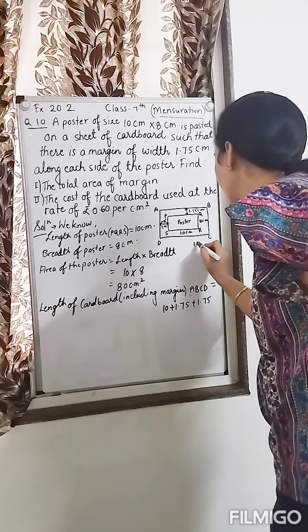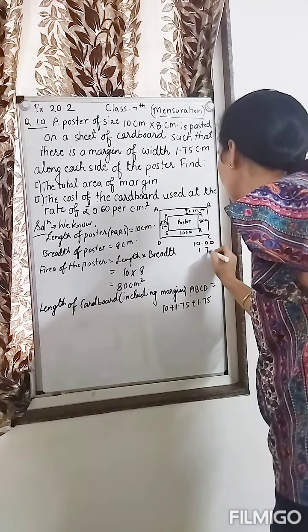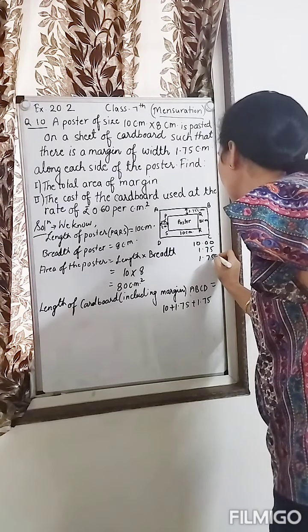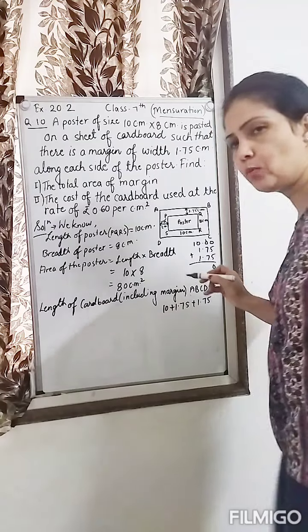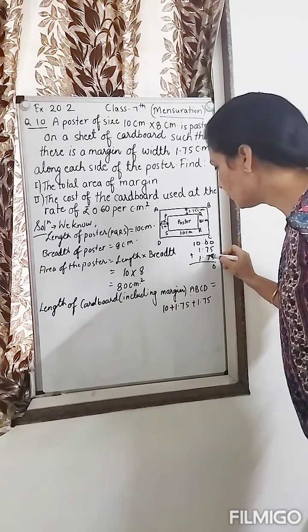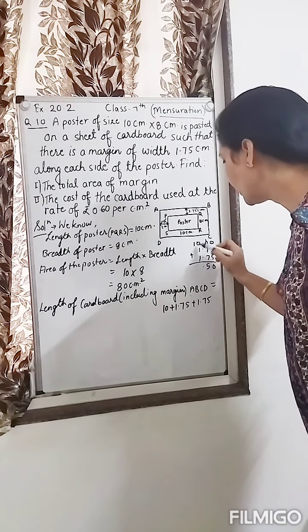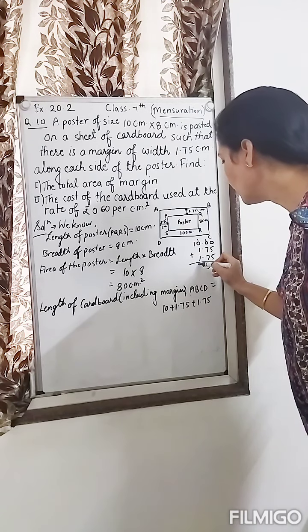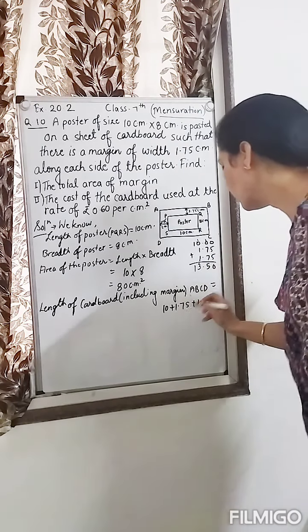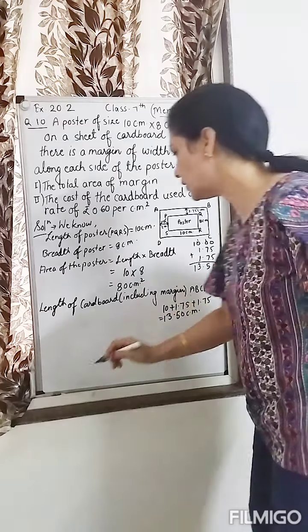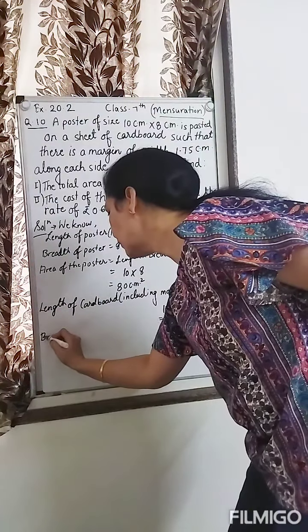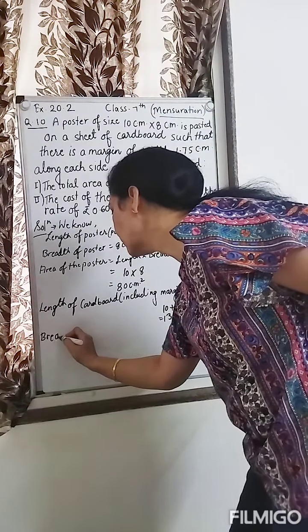So let's add it. 10, 1.75 plus 1.75. 5 plus 5, 10, 0, 1 as a carryover. Now 7 plus 7, 14 plus 1, 15. 1 again as a carryover, 1, 2, 3 and 3. So it will be 13.50 centimeter. Now this is the length of the cardboard including margin. Now likewise we will find out the breadth also.